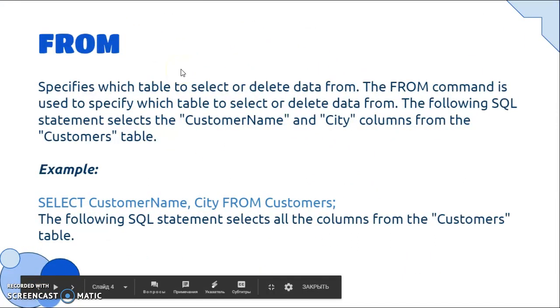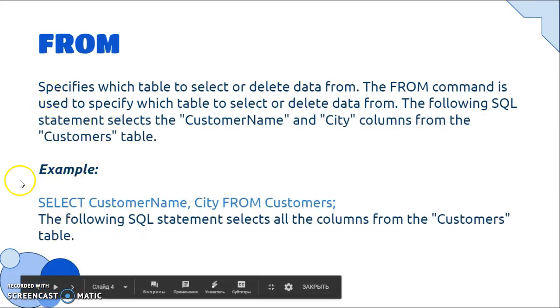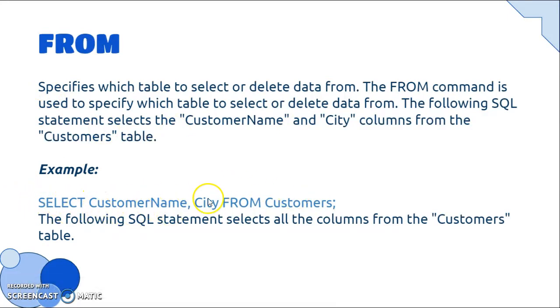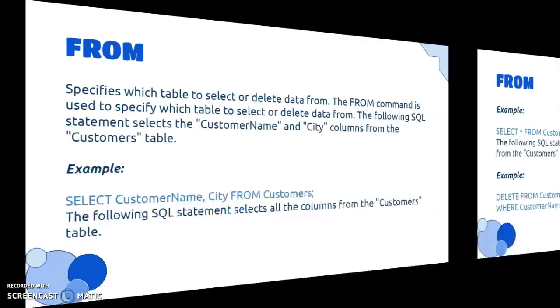The next keyword is FROM. It specifies which table to select or delete data from. The FROM command is also used to specify which table to select or delete data from. The following SQL statement selects the customer name and city columns from the customers table. In the example you can see how the code looks: SELECT customer name, city FROM customers. The following SQL statement will select all of the columns from the customers table.